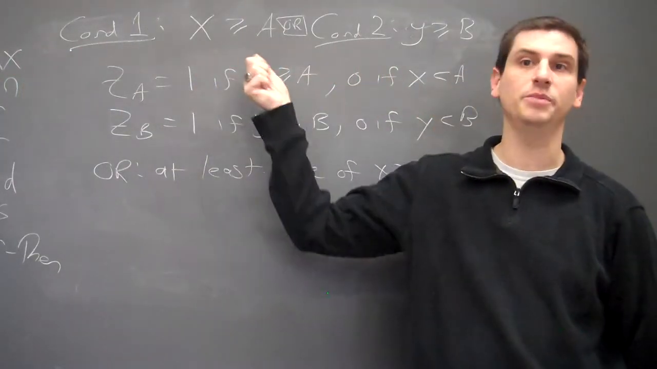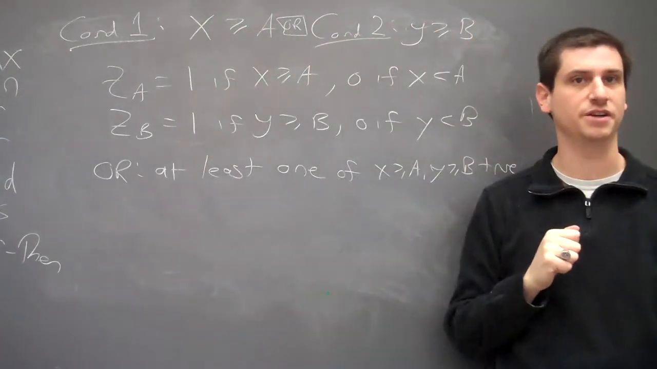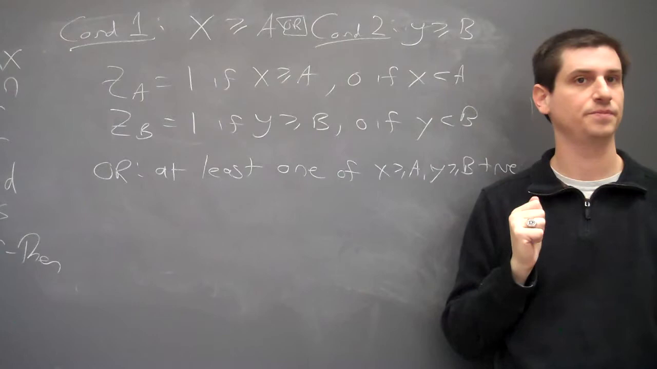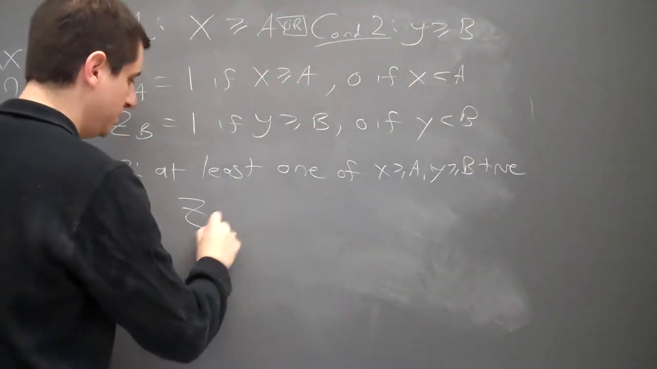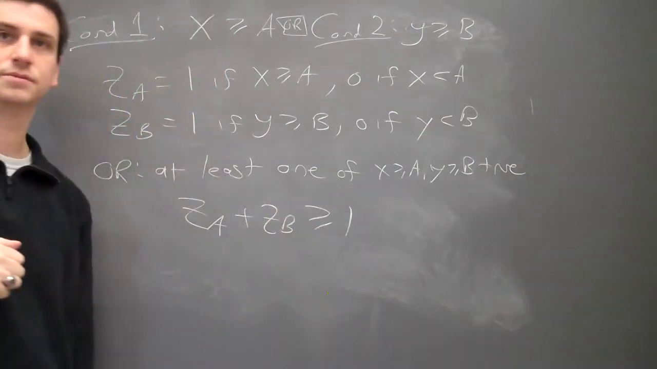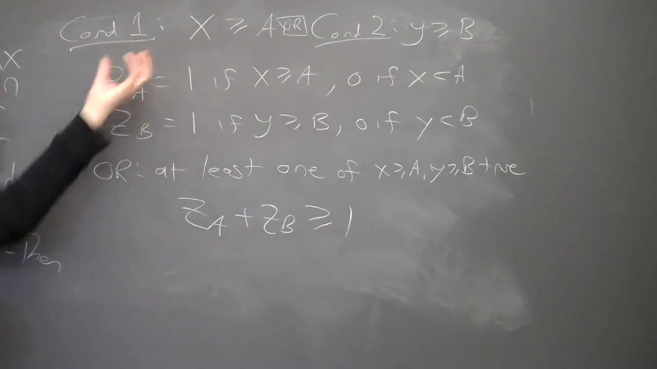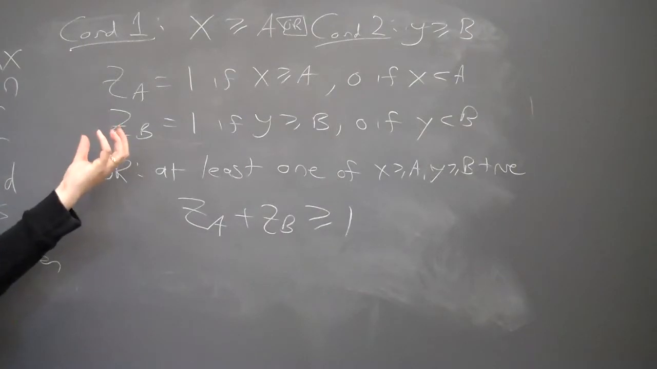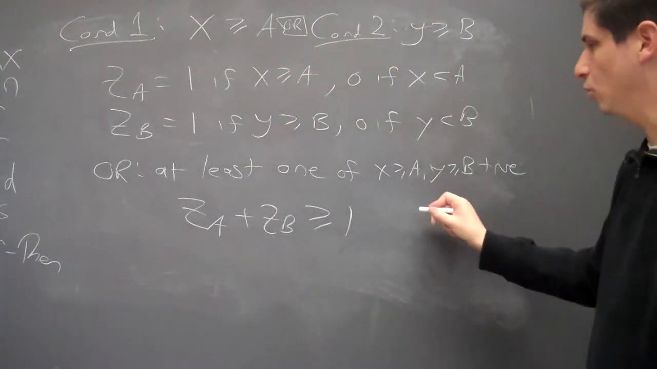So ZA will just tell me whether or not this condition is satisfied. ZB will tell me if this condition is satisfied. How would I do OR? Sounds good, greater than or equal to 1. Excellent, the sum is greater than or equal to 1. ZA plus ZB is greater than or equal to 1. That forces at least one of them to be satisfied. So if I have ways of detecting if a condition is true, it's then very trivial to put in something like OR. So this would be OR.